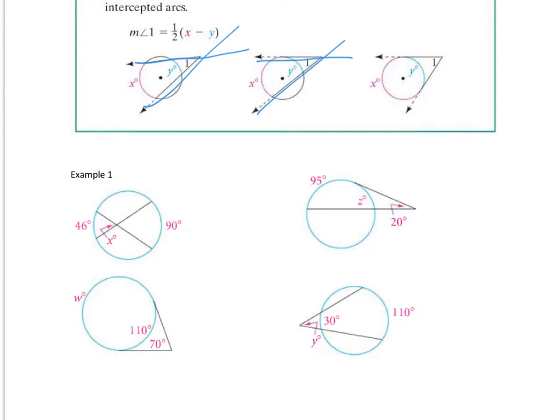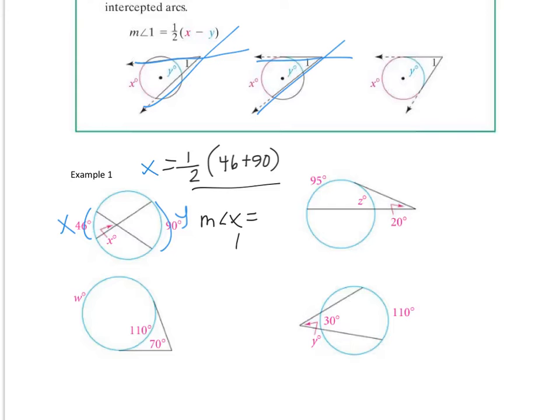So we're going to use these to do example 1. This one is when you have two secants that intersect inside the circle. So you're going to have your x and your y, and it really doesn't matter which one's x and which one's y. This one you're going to take half of 46 and 90, because these are the outside arcs. So half the sum of the outside arcs is equal to the inside angle, which is x. So you do half of 136 and you get the measure of angle x equals 68 degrees.